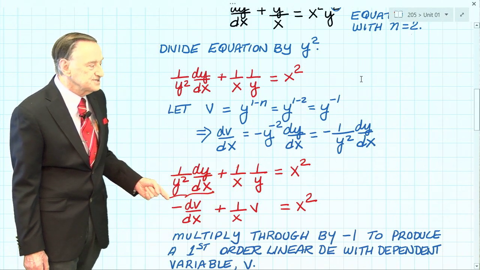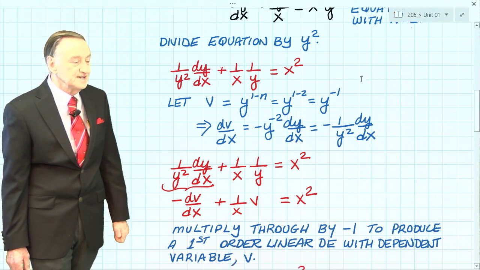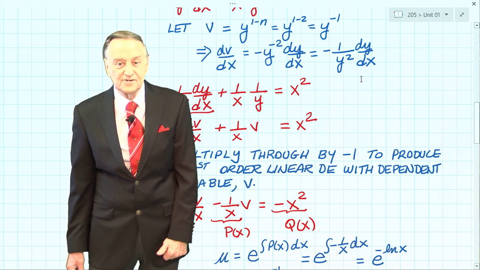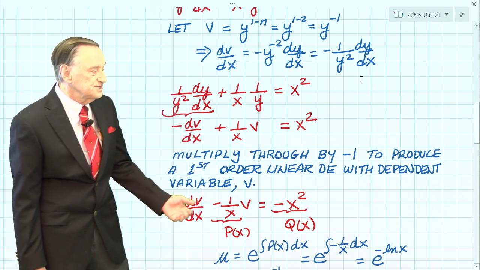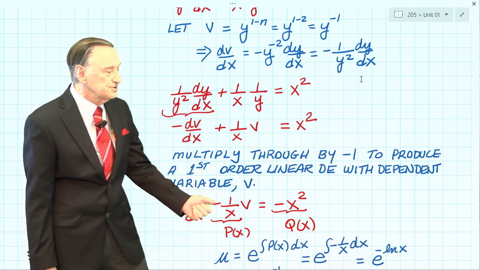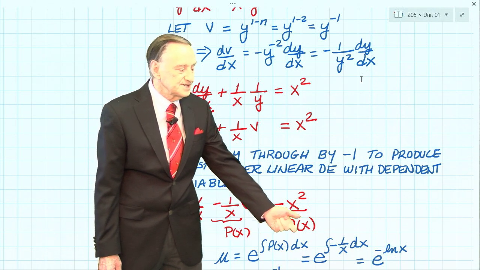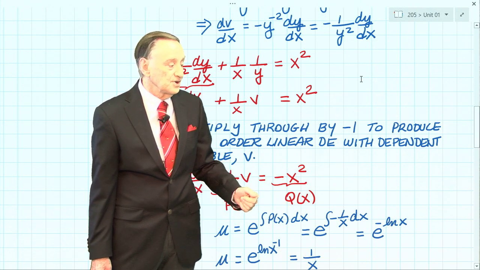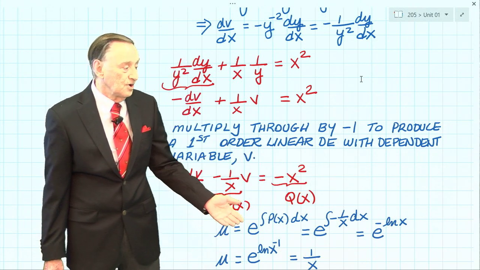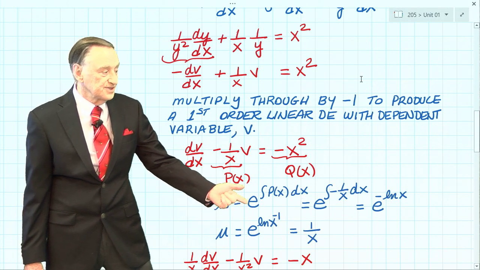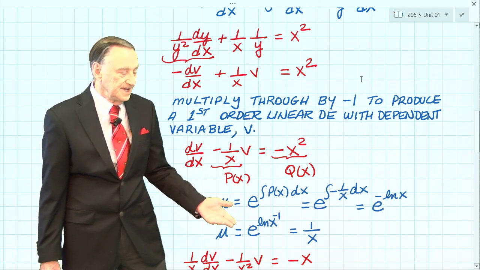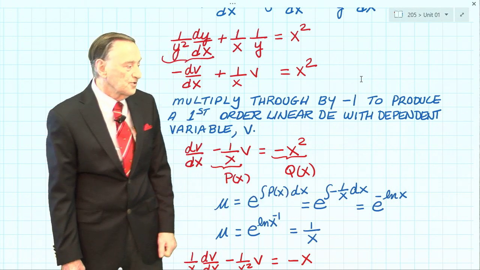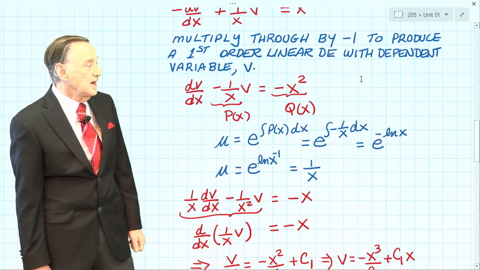So the next step is to get a plus 1 in front of the dv dx. We multiply through by minus 1, and now we have a first order linear differential equation with an integrating factor mu equal to e to the integral of p dx, e to the integral of minus 1 over x dx, or e to the minus log x. That's e to the log to the base e of x to the minus 1. And again, e to the log to the base e of a quantity is just that quantity, so we get 1 over x here for our integrating factor.